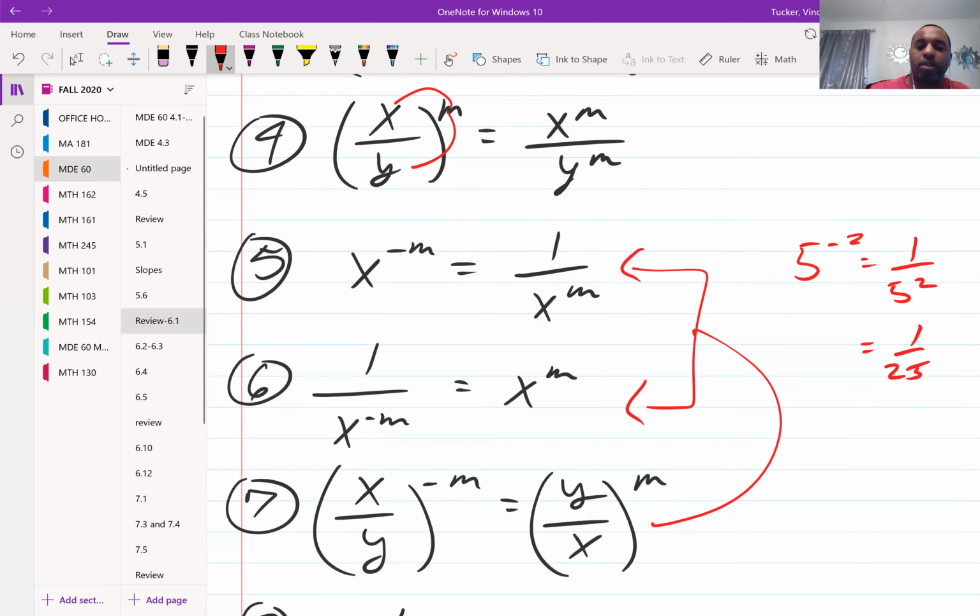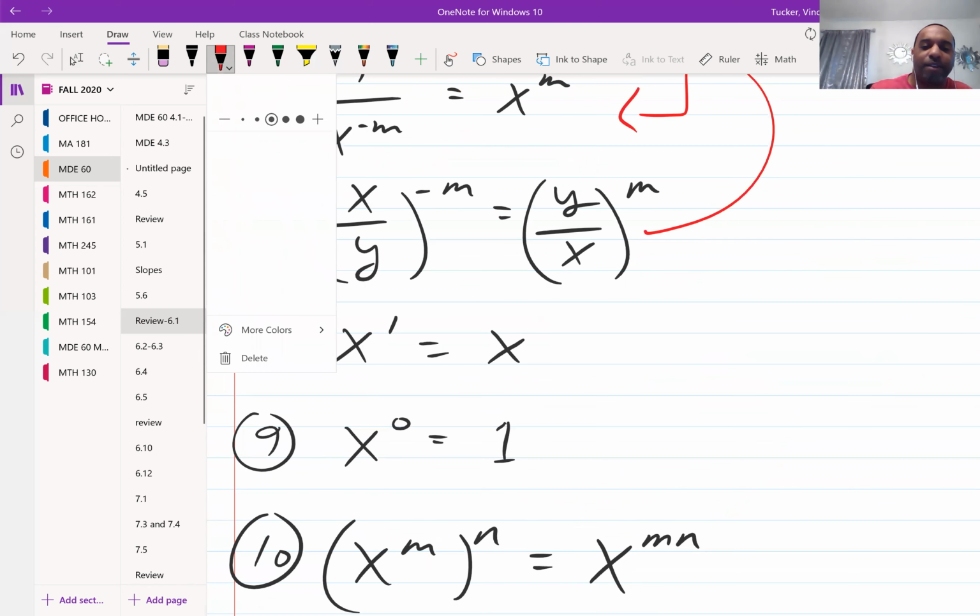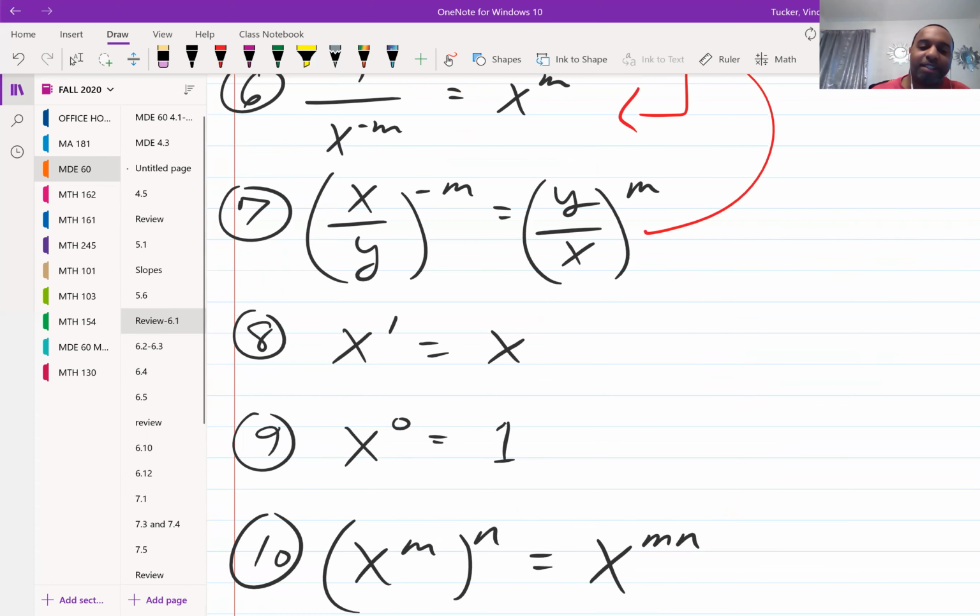And the next 3, and I had left off 10. Number 10 should have been earlier up on the list, and I didn't realize it until I got to 10. I was like, man, I'm supposed to have 10 of these. So here, if you raise a power to a power, then that means you multiply your powers. These are your general ones. Anything to the first power is itself. And then anything raised to the 0 power is 1.